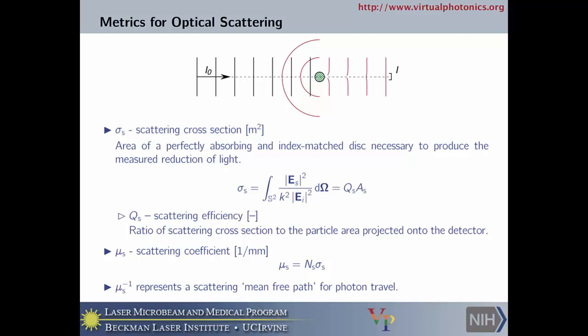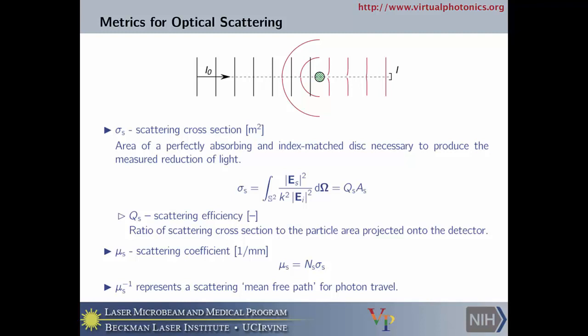But mu s, that many of us are familiar with, is essentially this single scattering cross-section for a single particle multiplied by the number density of those scatterers in the material. So this has units of number per unit volume multiplied by scattering cross-section, which is area, and then you get the units of 1 per unit length. Okay? So the reciprocal of mu s gives you the scattering mean free path for photon travel.